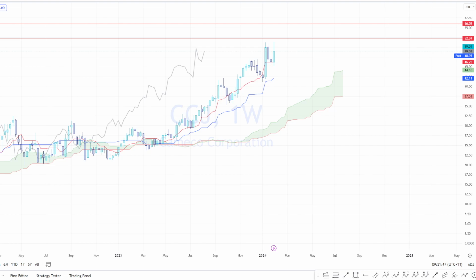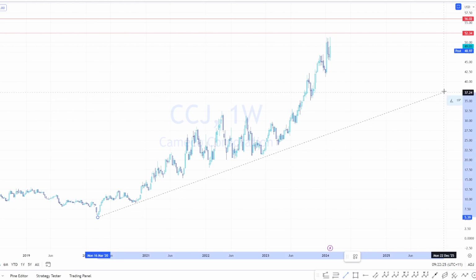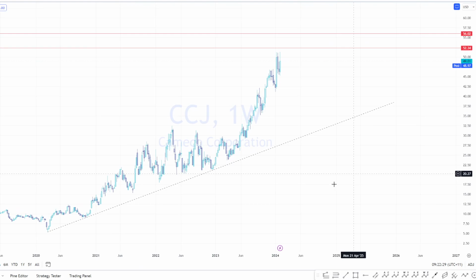But you may not like the idea of the Ichimoku cloud. You may not understand it. It's too messy. You don't like it. I think you can still just keep it very simple and very clean. I would simply just have this trend line on my chart like this. That's it. That's the main trend line. I don't think you need to do anything more than that.